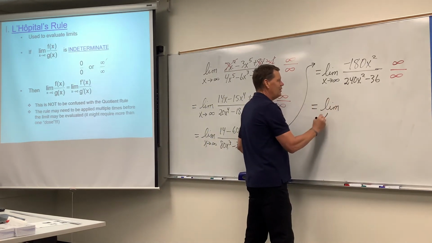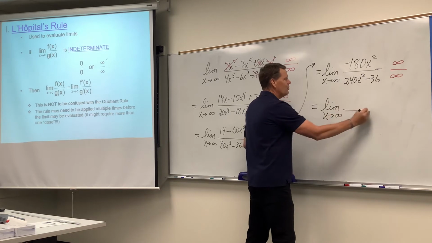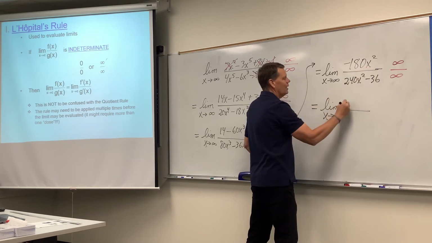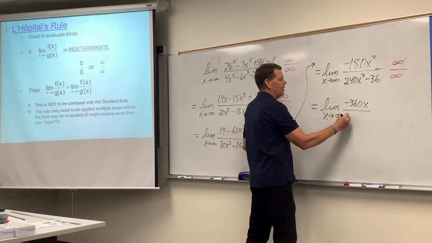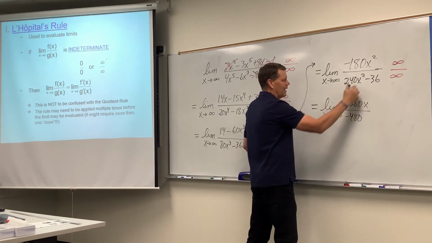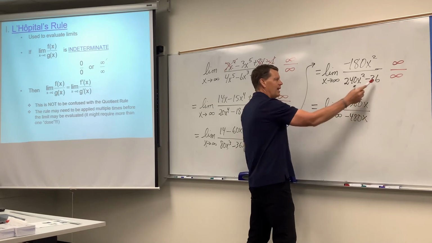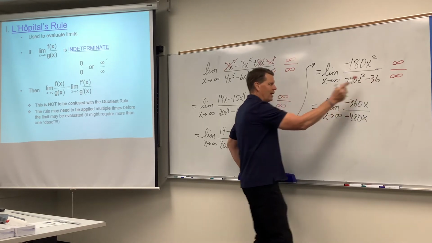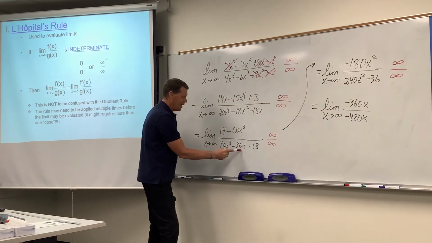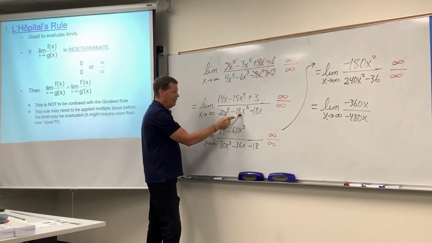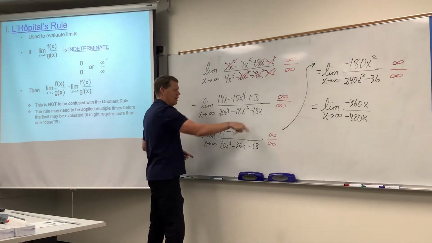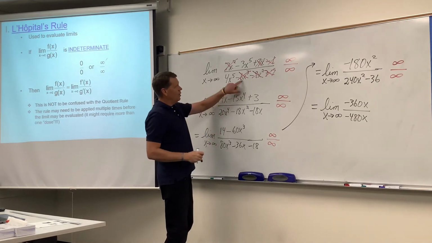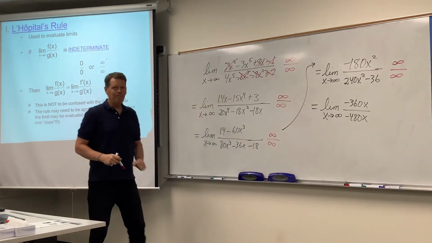We take the derivatives of these two terms. That would be negative 360x. This would be negative 480x. And by the way, the negative 36 falls off. Let's backtrack. The negative 36 came from the negative 36x, which came from the negative 18x squared, which came from the negative 6x cubed. That eventually, after multiple doses of L'Hopital, fell out of the problem, didn't it?